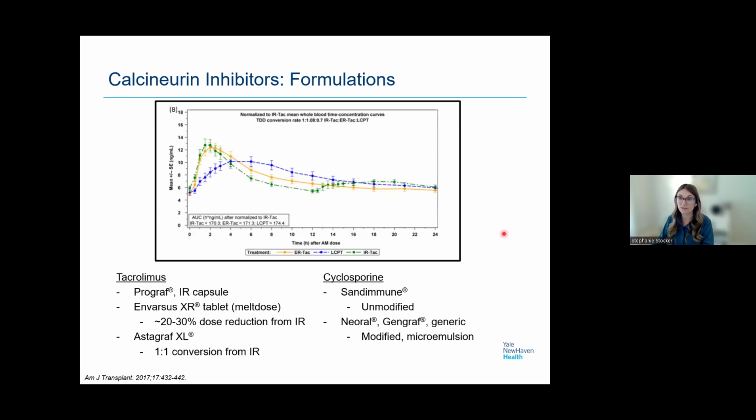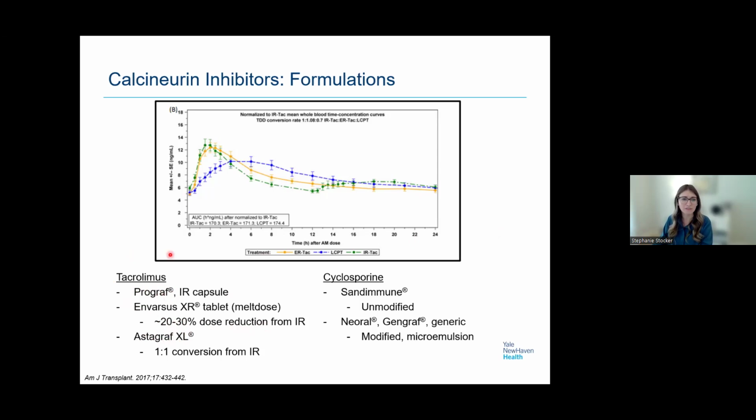And they come in a variety of different formulations. And the take home from this slide is these formulations are not all the same. And it's really important to keep a patient on the same formulation and not to accidentally switch someone. So tacrolimus comes as an IR capsule, Prograf. That's what has been available for a long time. Envarsus is the extended release tablet formulation, and we're starting to see this used more and more. It is not a one-to-one conversion. So patients actually require lower doses of the extended release formulation when they're switched over. And then Astagraf really isn't used very often.